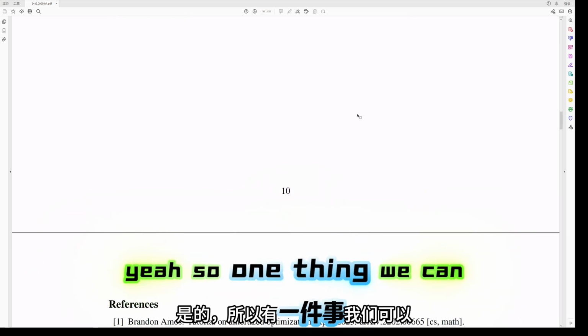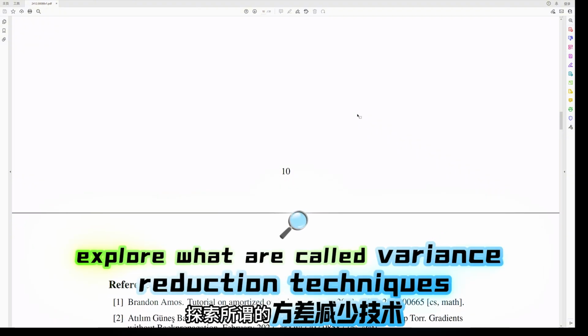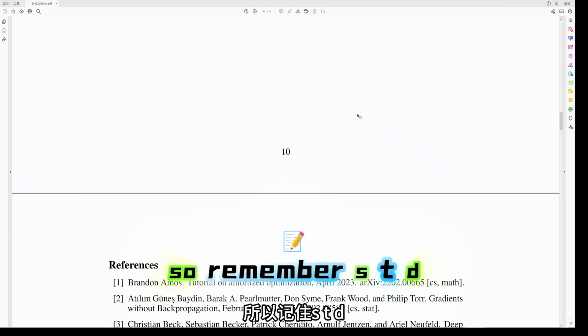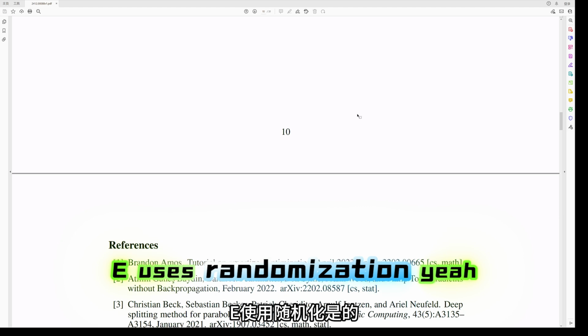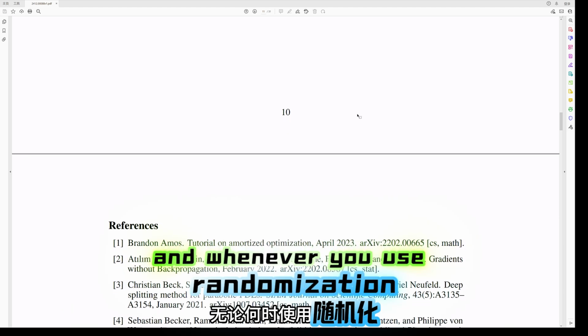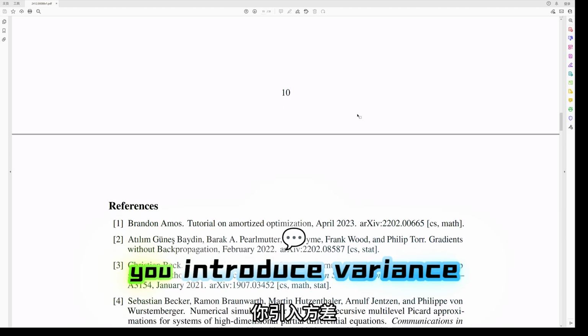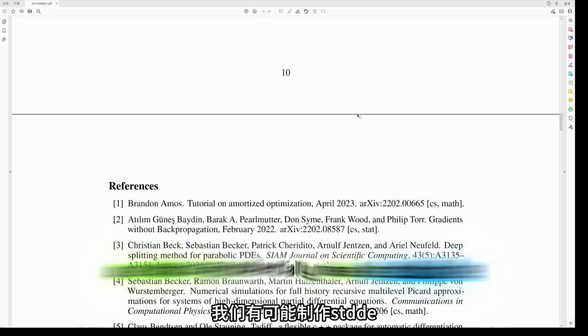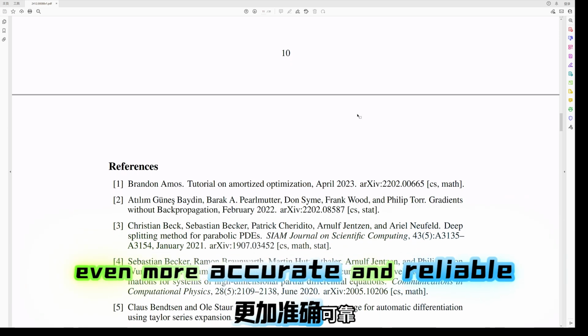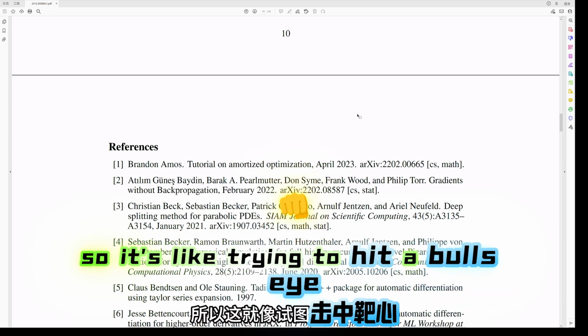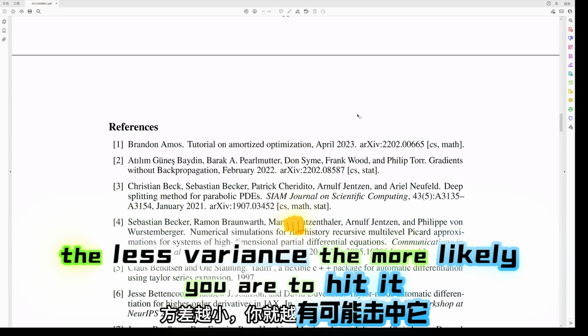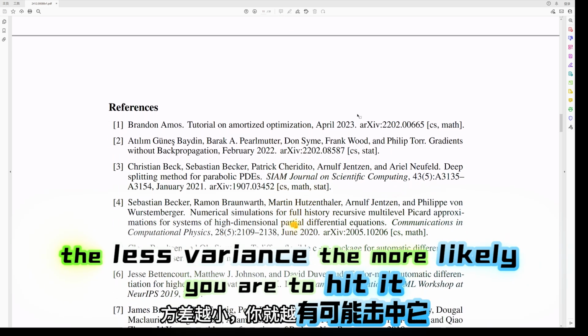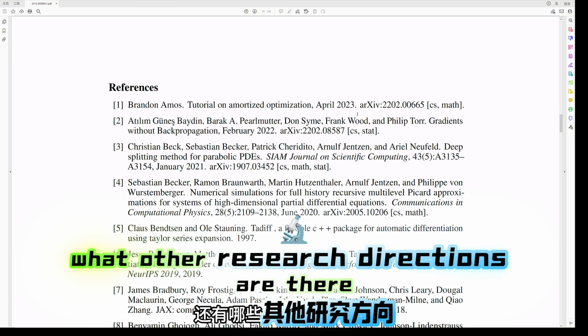One thing we can do is explore what are called variance reduction techniques. Remember, STDE uses randomization, and whenever you use randomization, you introduce variance. If we can reduce that variance, we can potentially make STDE even more accurate and reliable. So it's like trying to hit a bullseye. Right, the less variance, the more likely you are to hit it. Exactly. What other research directions are there?